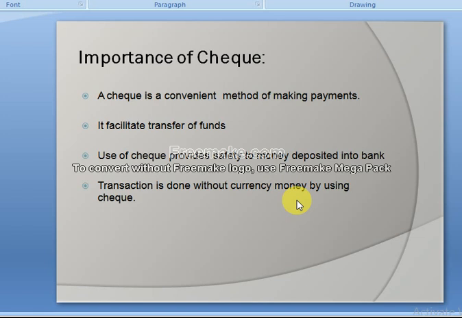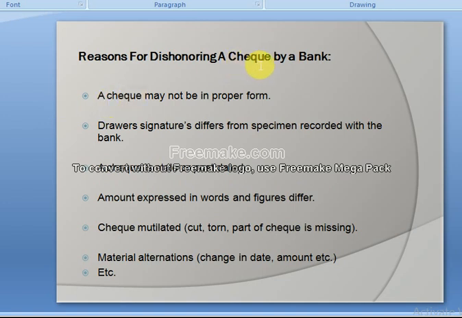The next topic is the reasons for dishonoring a check by the bank. Why does a bank dishonor the check? I already discussed this: what is a dishonored check. A check which is not honored by the bank and returns back to the presenter is called a dishonored check or bounced check. So the bank does not dishonor the check without reasons. There are some reasons, due to which the bank returns or bounces the check back.